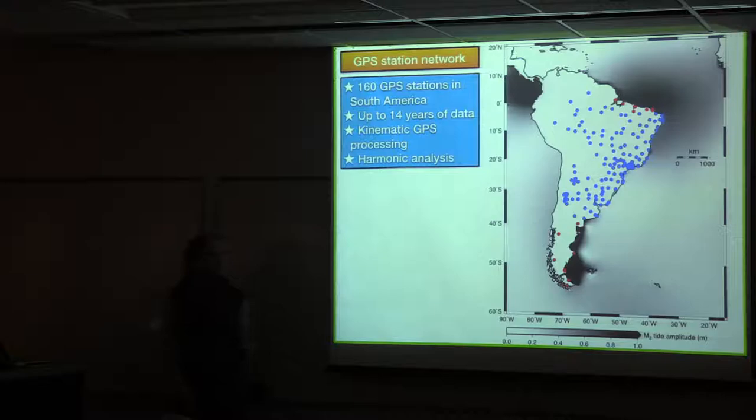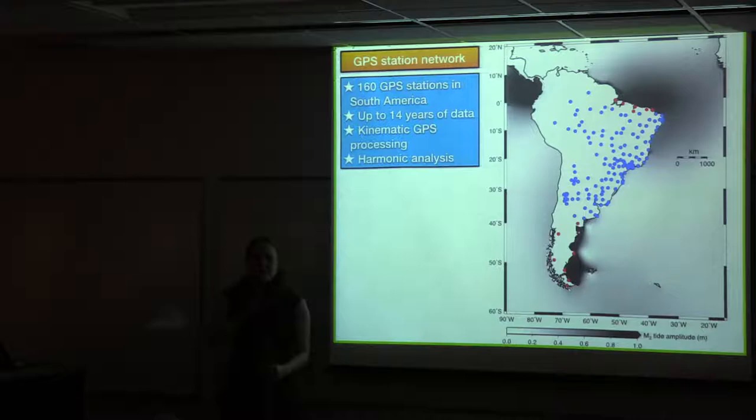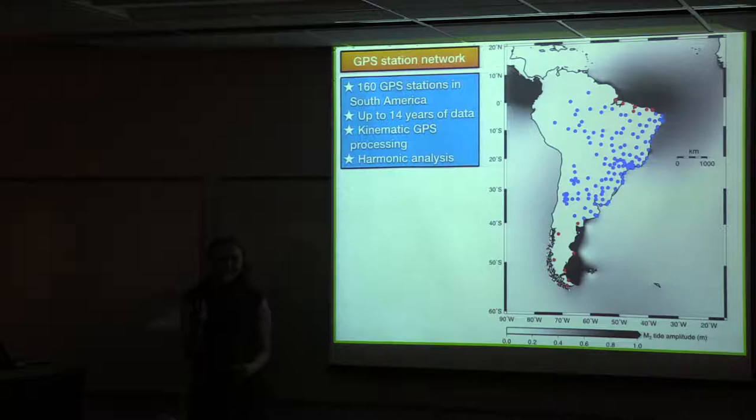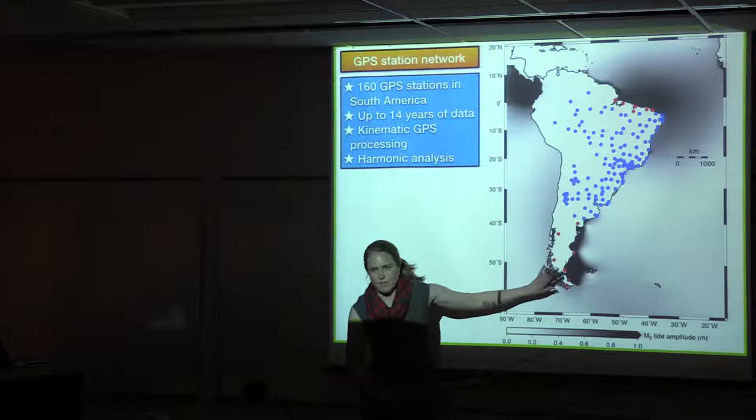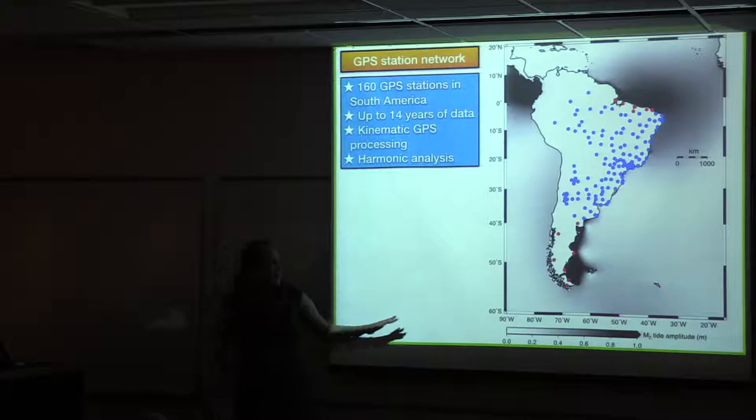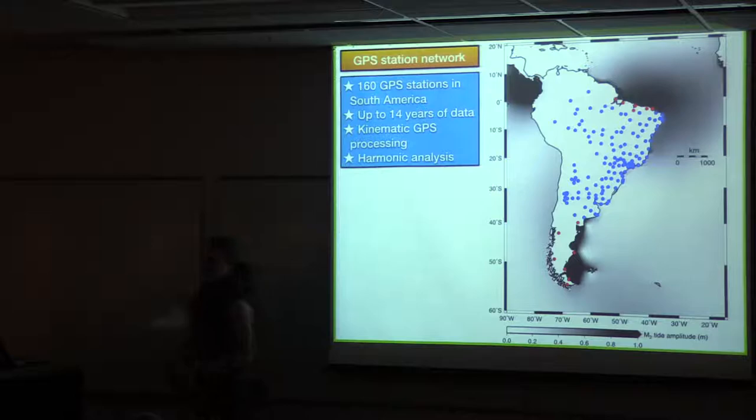Once we generate our time series from the raw data, then we need to extract the tidal signals out of that. And so we're using harmonic analysis to do that. I've highlighted a few of the stations here in red. These stations are up at the mouth of the Amazon River, and these stations here are on the Patagonian Shelf. In these places, the ocean tide models are not well constrained, and so sometimes we will not use these stations in our analysis.